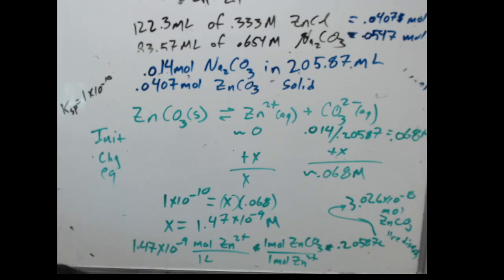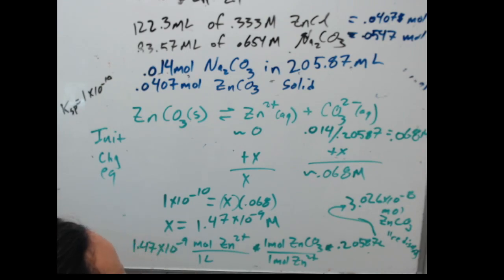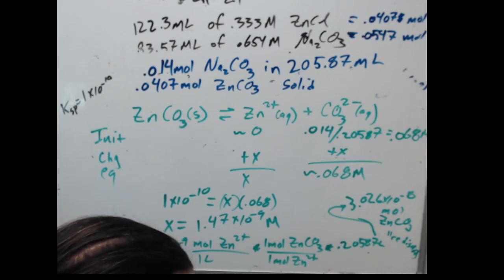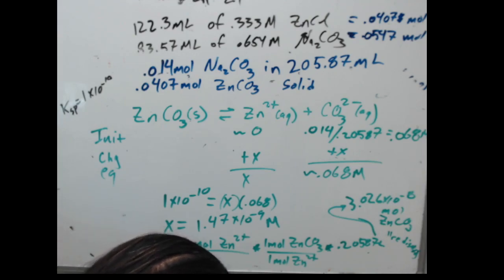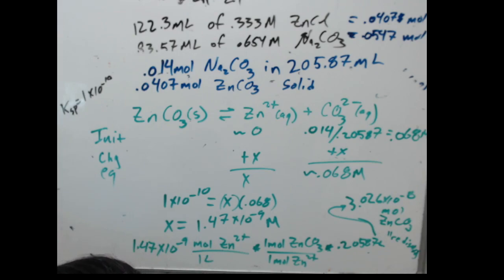For fun, just to give you an idea of what percentage did dissolve, I can take this 3.026 times 10 to the minus 8, divide by 0.0407, and multiply by 100. That is 0.00007% error. So in this case, is the redissolve significant? Is our stoichiometry good enough? We didn't need the equilibrium calculation in this case.